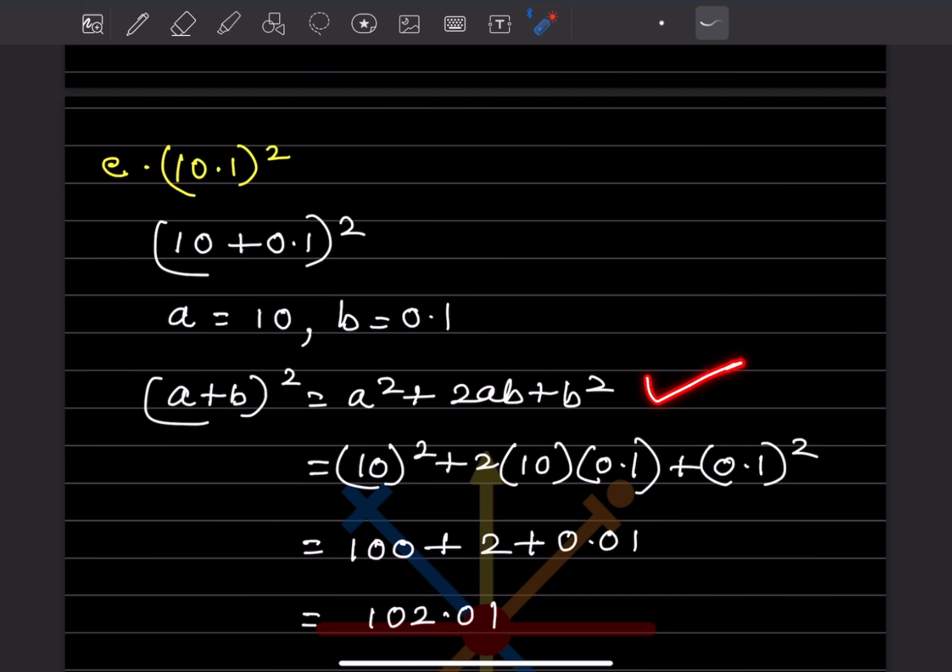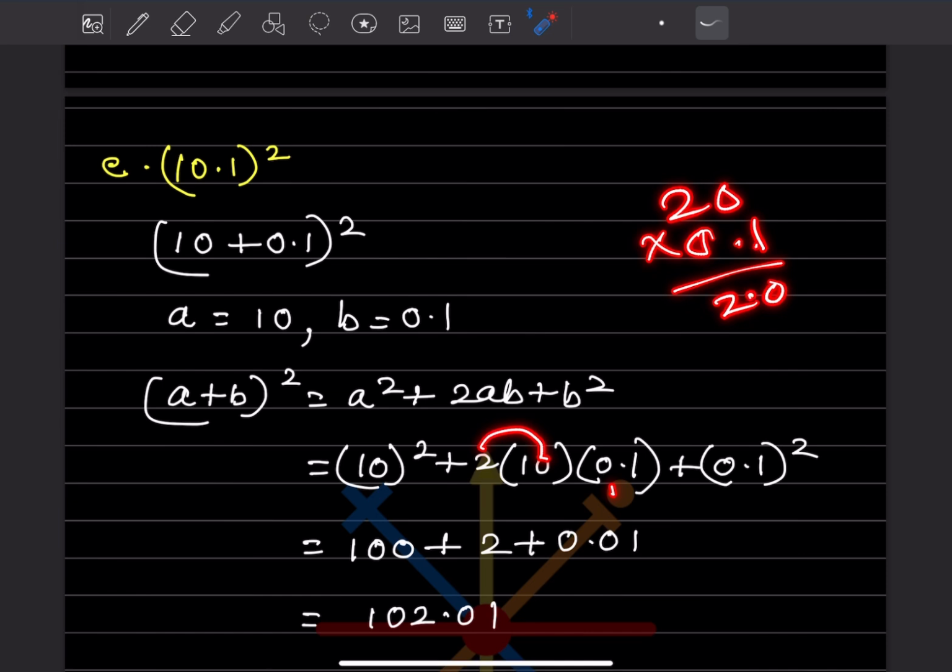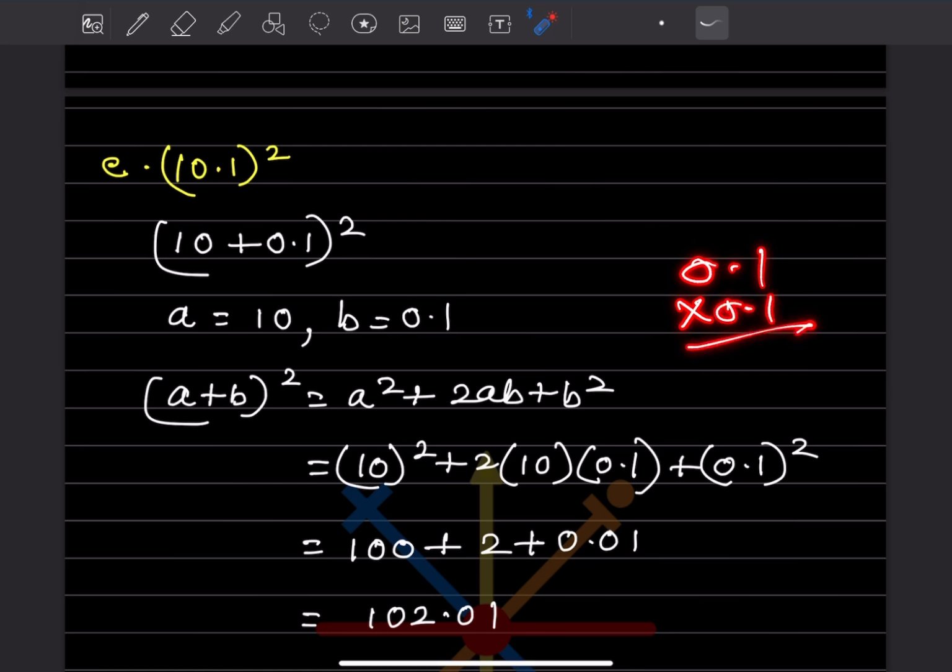Again the same formula. So 10 square plus 2 into 10 into 0.1, and this is going to be 0.1 square. So 10 square means 10 into 10, 100. So here will be 20, 20 into 0.1. 20 into 0.1 means it should be 20, but there is a point, so you will put it here. After one number you will go, that will be 2.0, which is just 2. And here 0.1 into 0.1, so that is going to be 1. But this 1 will be after two numbers, and we have only one number, so we'll put a 0 and that will be 0.01. So this is very important.